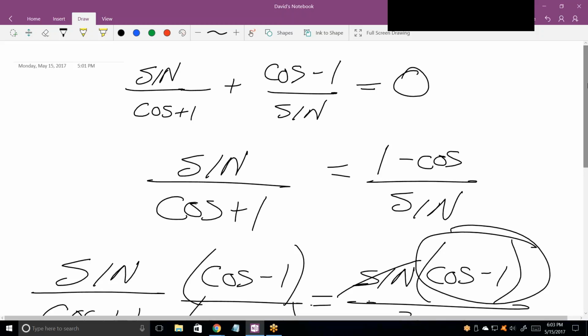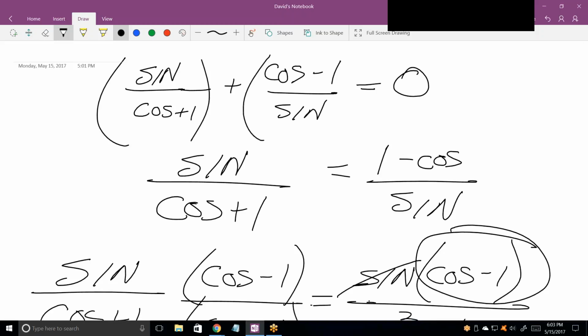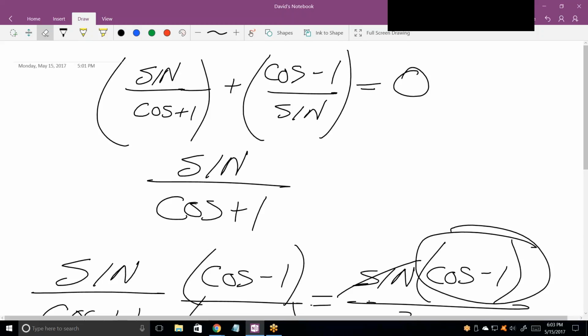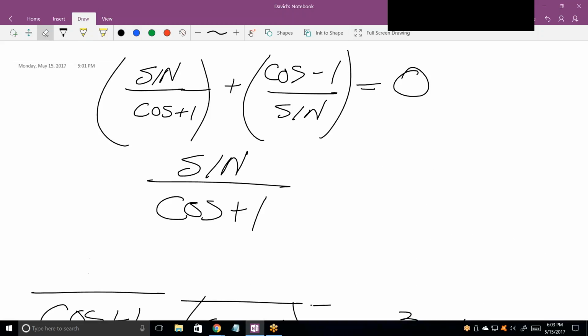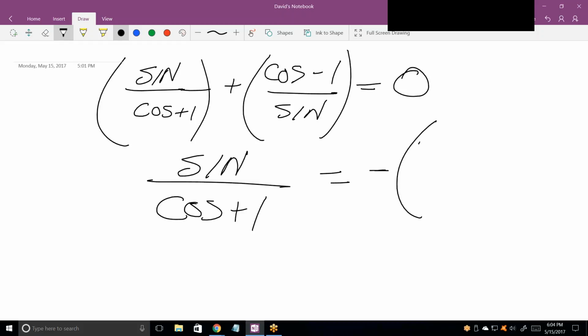Did I write it correctly? Were these all in parentheses like this? Yes. So, let's try a different tactic here. I think I just made a math error, but I'm not sure. Let's take that over to the other side, only this time let's just put a minus in front of it. That's correct, isn't it?